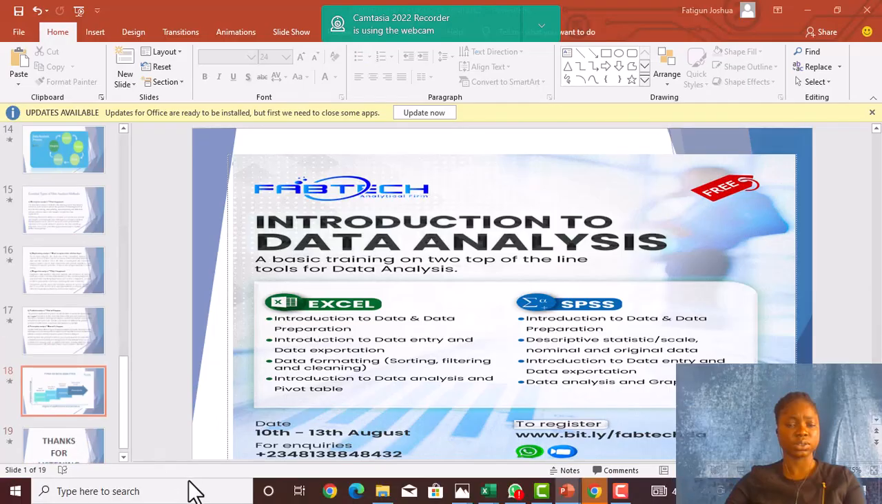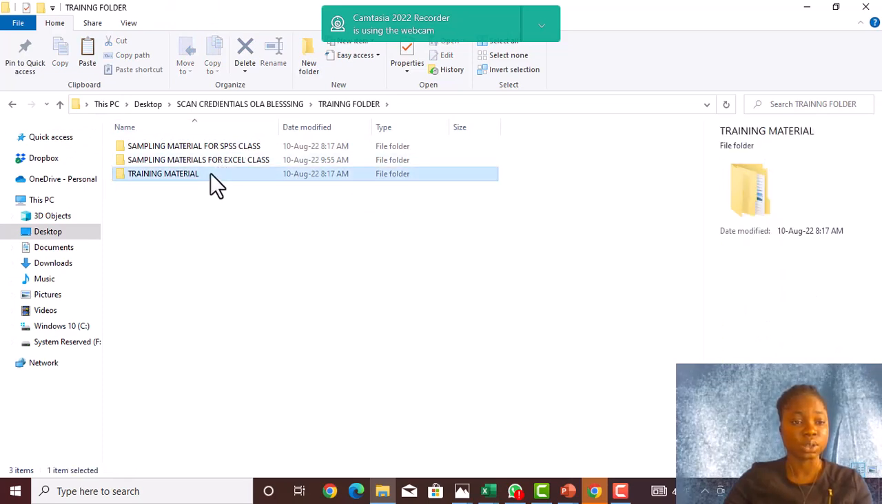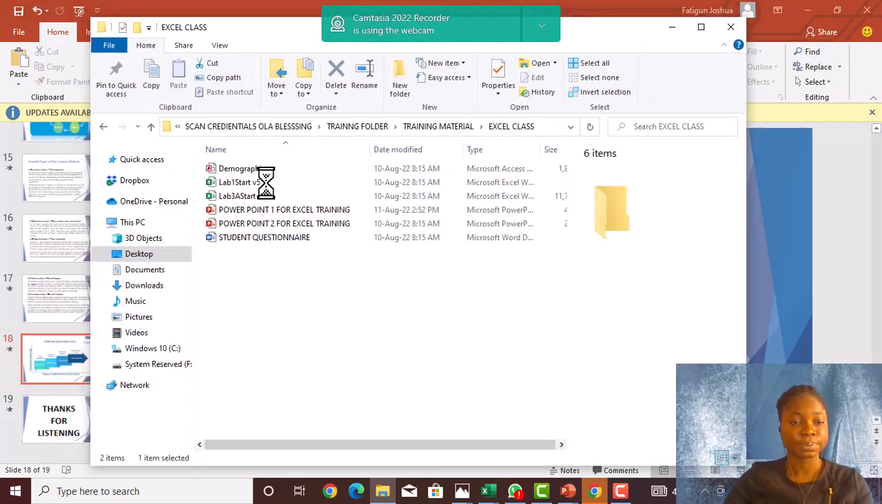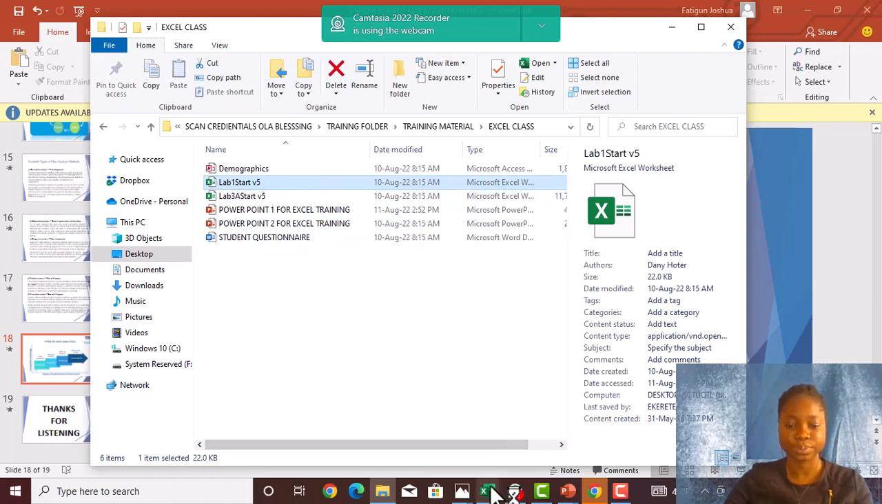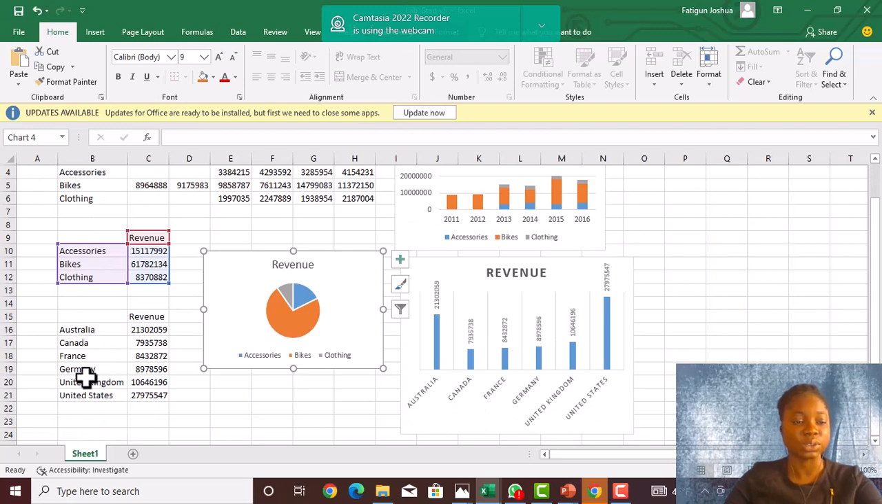I want to show us something quickly about what data on Excel looks like. I would like to show you big data and small data. When you look at this, this is an organization that has been selling accessories, bags, and clothing from 2011 to 2016. Now, he wants to know the revenue he makes per year. Revenue is all together that he makes on accessories, bikes, and clothing for the past years since he started. Then this analyzes the countries that patronize him.